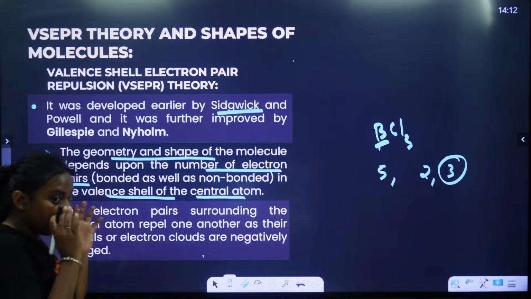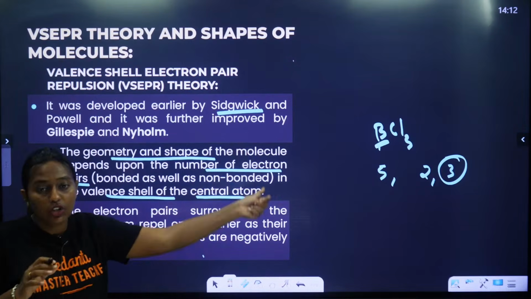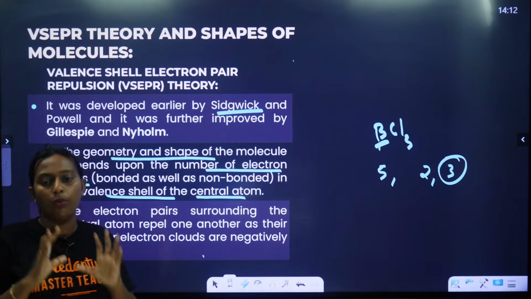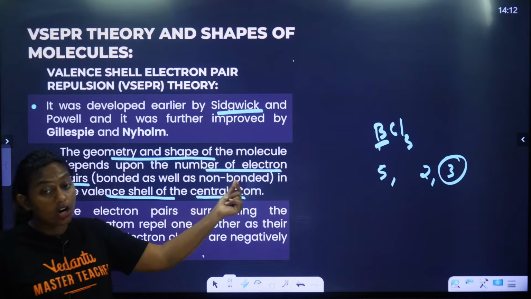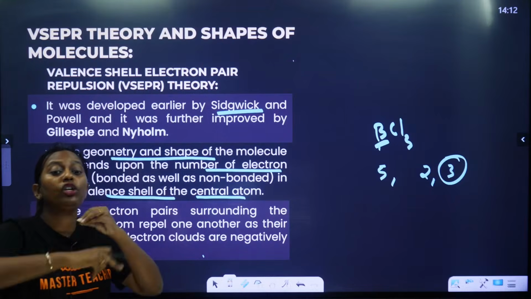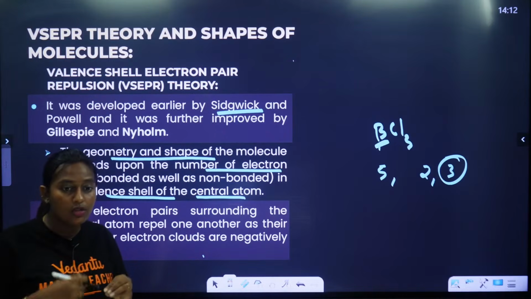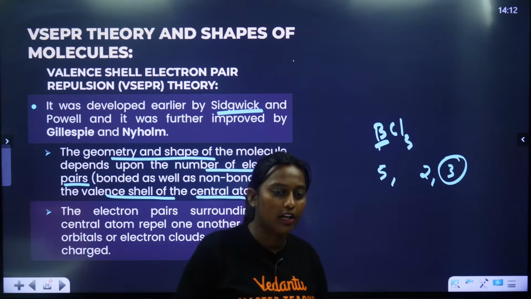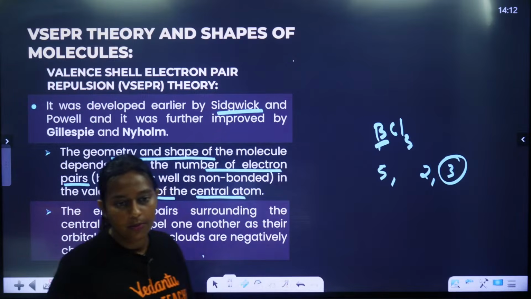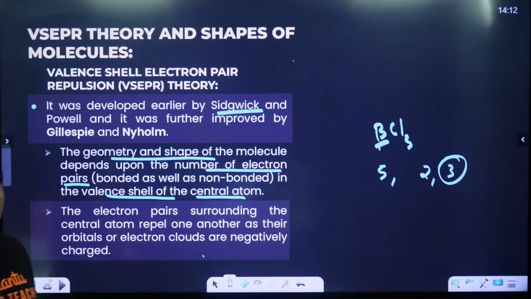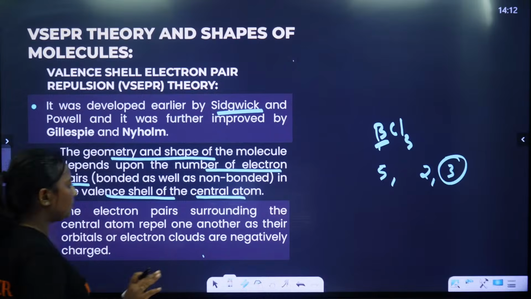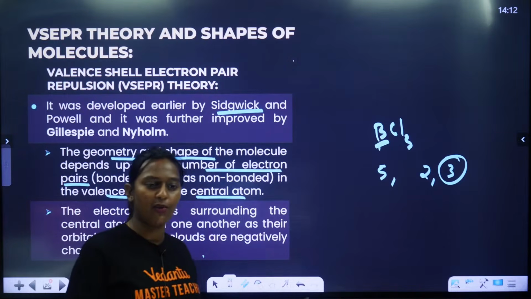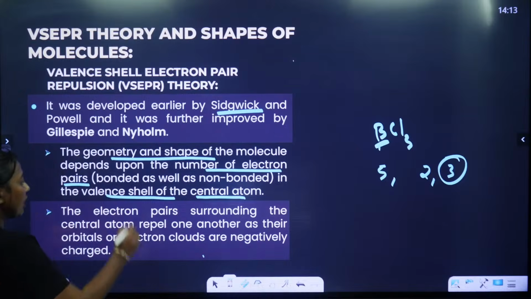So when you consider BCl3, the structure of BCl3 depends on boron's outermost electrons. I hope it's clear. If you want, you can watch again. So that is the first point.